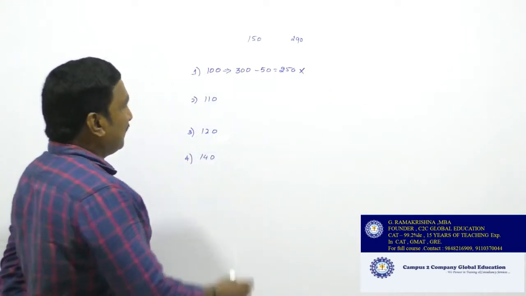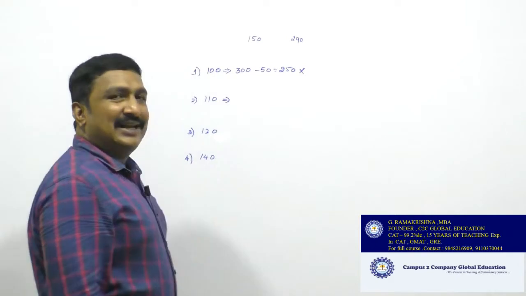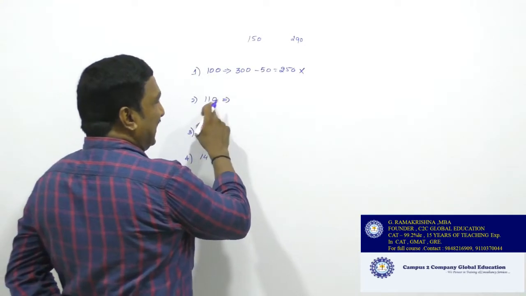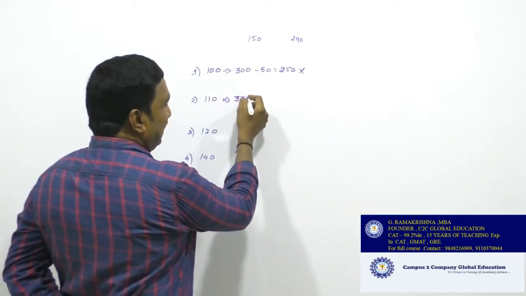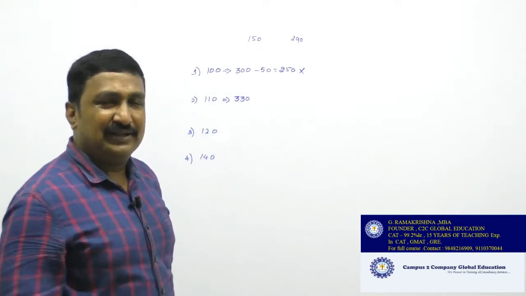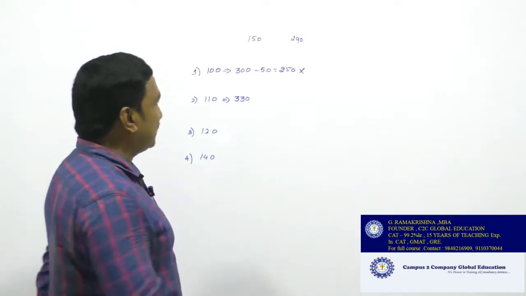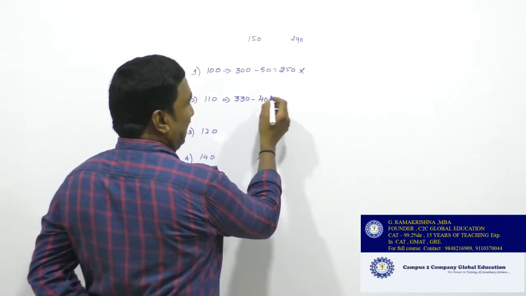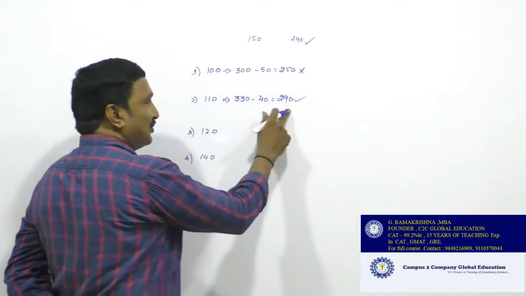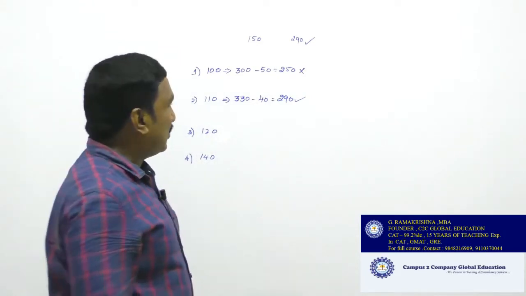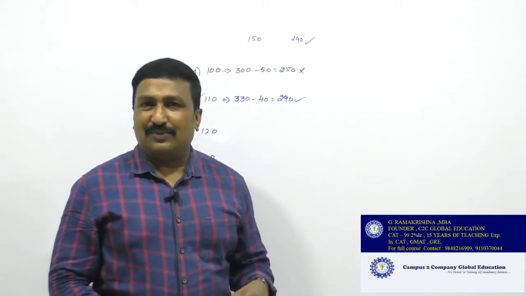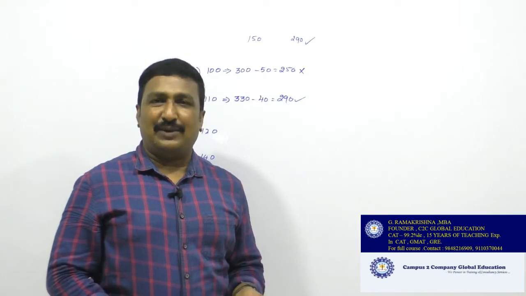Now look at the second option. Let us take he attempted 110 questions correctly. 110 questions correctly means you will get 110 into 3, which is equal to 330 marks. Remaining how many questions he attempted wrongly? 40 questions attempted wrongly. So for that he will get a minus of 40 marks. This is the penalty, so it is equal to 290. According to the problem, his net score is 290. According to the option also, net score is 290. So the answer is how much? 110, friends.